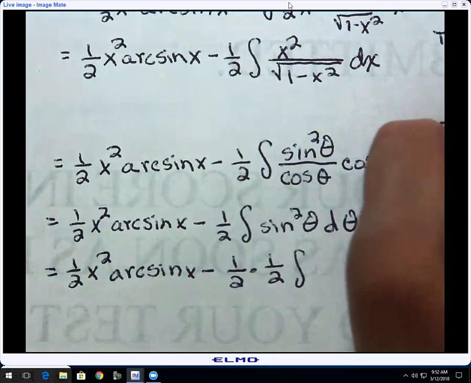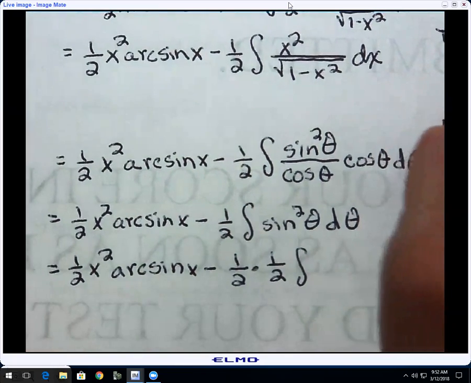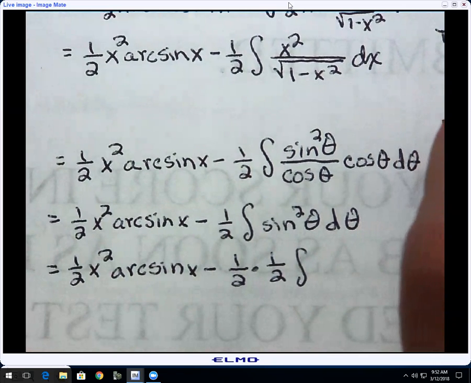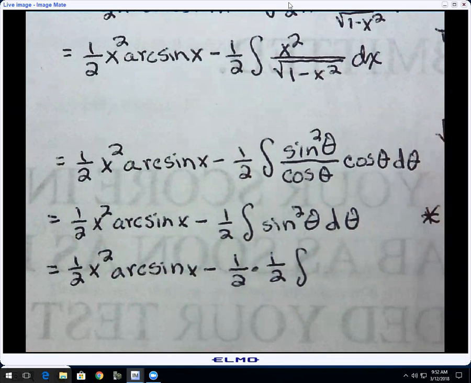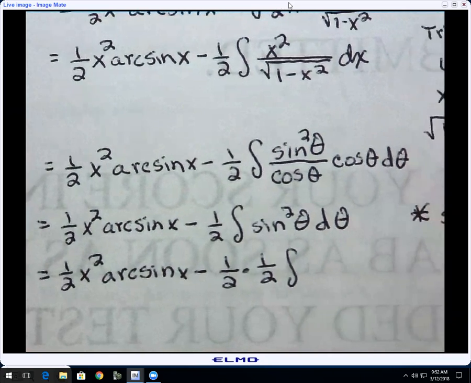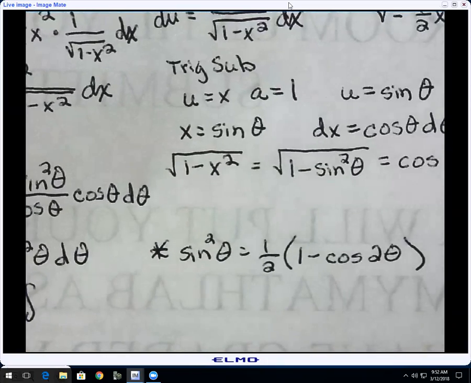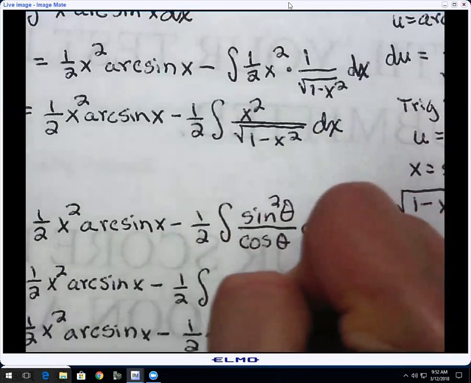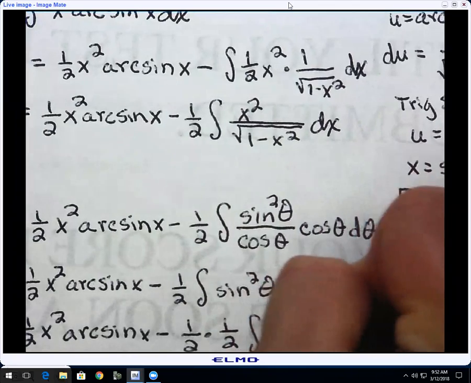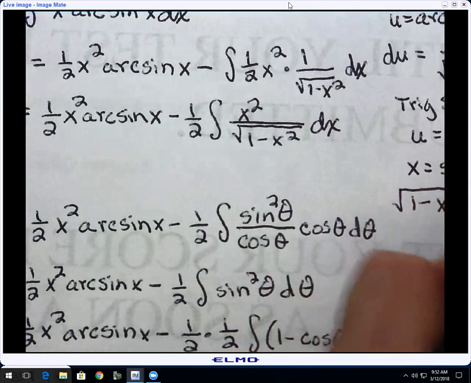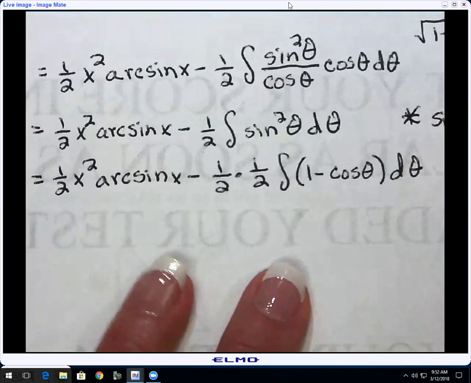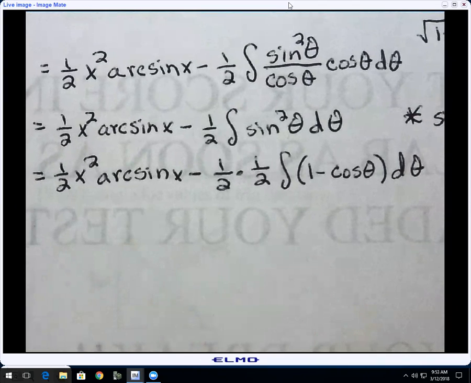And I'm going to write right here what that substitution is, just in case you've forgotten it. I finally have it memorized now. Sine squared theta is 1/2 times 1 minus cosine 2 theta. That's the substitution I'm using. And I brought the 1/2 out in front of the integral. And 1 minus cosine theta d theta is my integrand. Would it be cosine 2 theta? Yes, thank you.